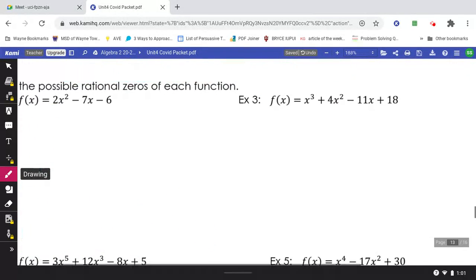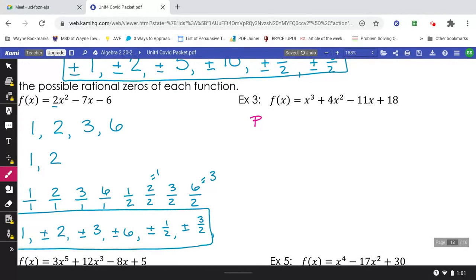Example number 3. The P's would be everything that multiplies to make 18. So sometimes I do it like this. 1 times 18, 2 times 9, and 3 times 6.